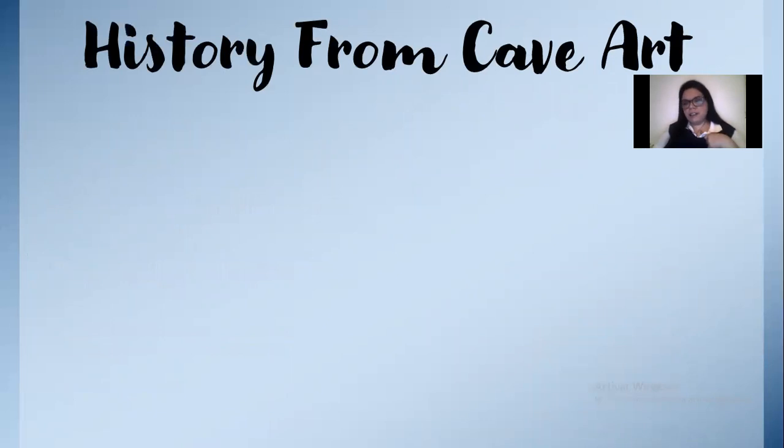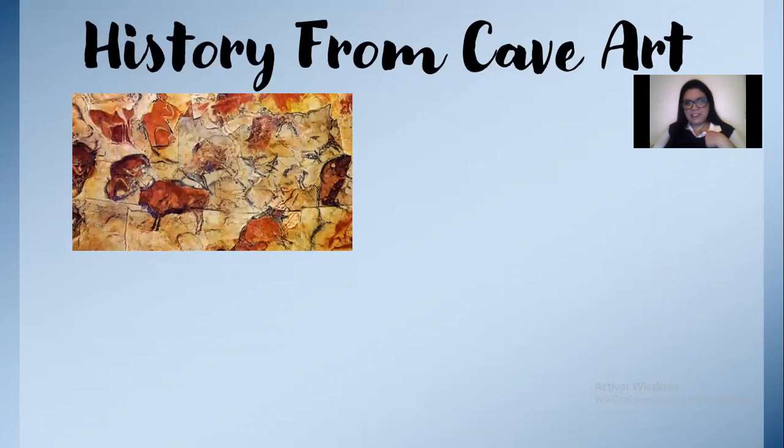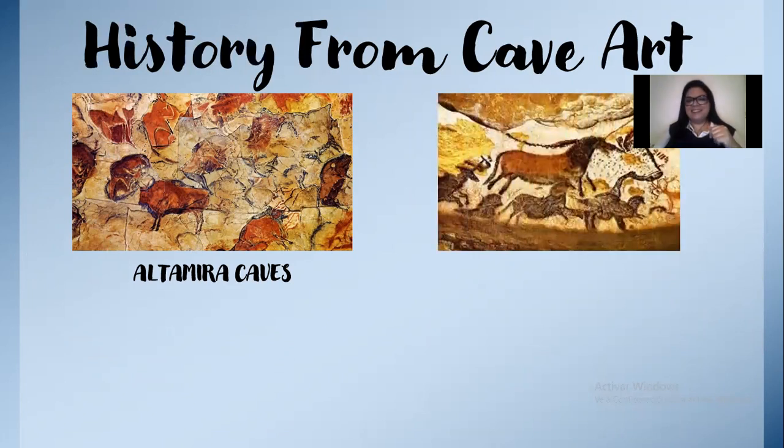History from cave art. The cave art expressed what was going on in the different regions at that moment. Okay? So this is the first example. These are the Altamira caves, paintings of everyday life in the area. This is located in Spain. These are paintings from the Lascaux caves. This is in France. And it also expresses the way of life of people around.